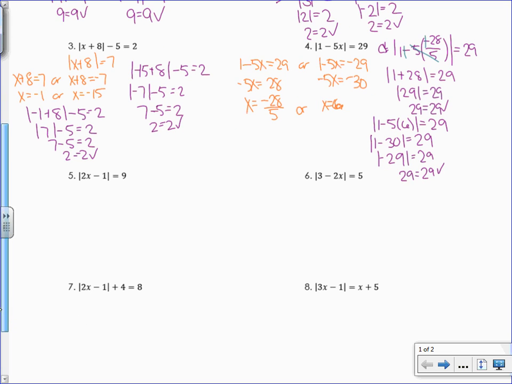On to number 5. Also, already has the absolute value isolated. I was really nice when I made this. Now we can break it into our two cases. So I've got 2x minus 1 equals 9, or 2x minus 1 equals negative 9. So I solve for x, I get 2x equals 10, x equals 5. Or over here, when you add 1 to negative 9, you get negative 8. Divide both sides by 2, you get x is equal to negative 4.